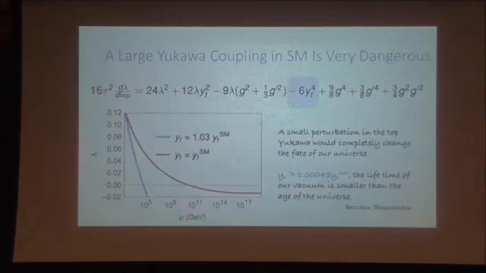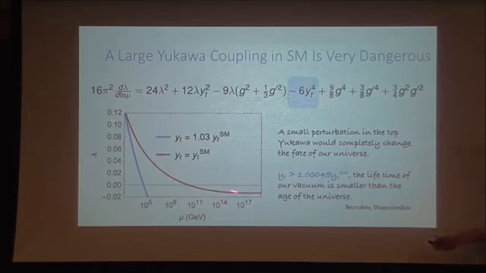So beyond the fact that we don't see an excess in gluon fusion, a large top Yukawa in just the standard model can be quite dangerous. The reason is the top Yukawa contributes to the running of the quartic coupling to the fourth power. That means even a small perturbation in the top Yukawa can completely change the running of the quartic coupling. So here I plot the running of the Higgs self-coupling.